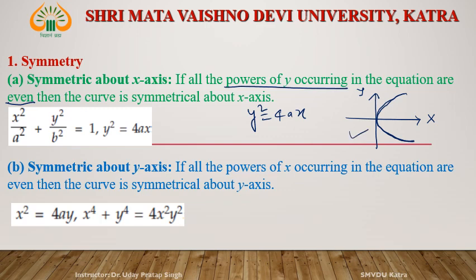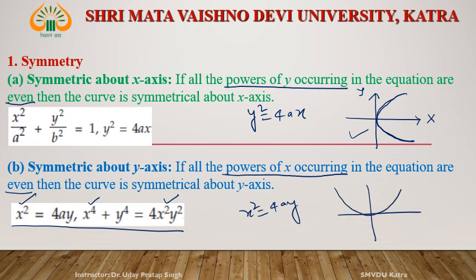Similarly, symmetry about the y-axis. If all the powers of x occurring in the equation are even, see here, 2, 4, 2, then these curves are symmetric about the y-axis. For example, x square is equal to 4ay. This is a parabola and is symmetric about the y-axis.